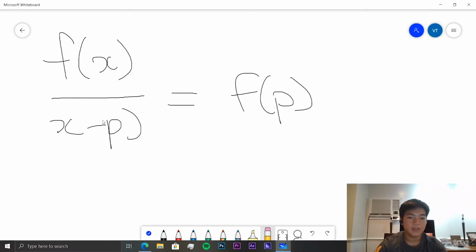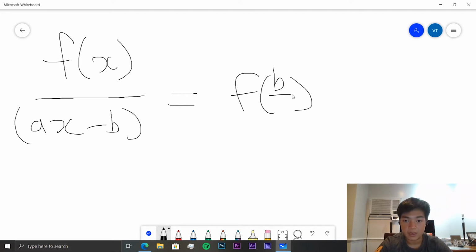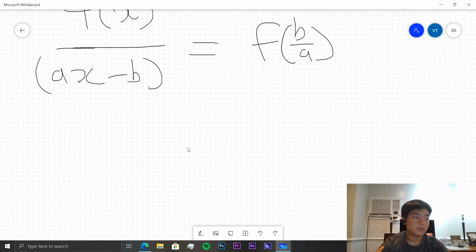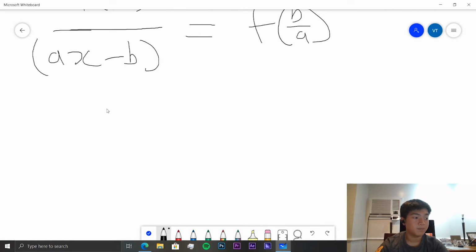What we can figure out is that f of x divided by ax minus b, where a and b are of course real numbers, is equal to f of b over a. And so this makes things a bit more interesting. In order to use synthetic division, we need to modify our algorithm a bit.